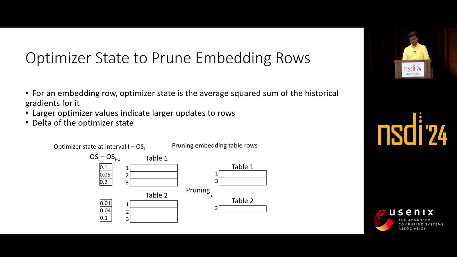We use the optimizer state to prune the embedding rows. For an embedding row, optimizer state is the average squared sum of the historical gradients to it. So the rows with larger values of optimizer state indicate larger updates to them. We use the delta of the optimizer state between the previous publishing interval and the current publishing interval. Large delta optimizer state values indicate the embedding rows that have changed a lot in the current publishing interval. Intuitively, publishing the rows with a lot of recent activity may give more accuracy gains.